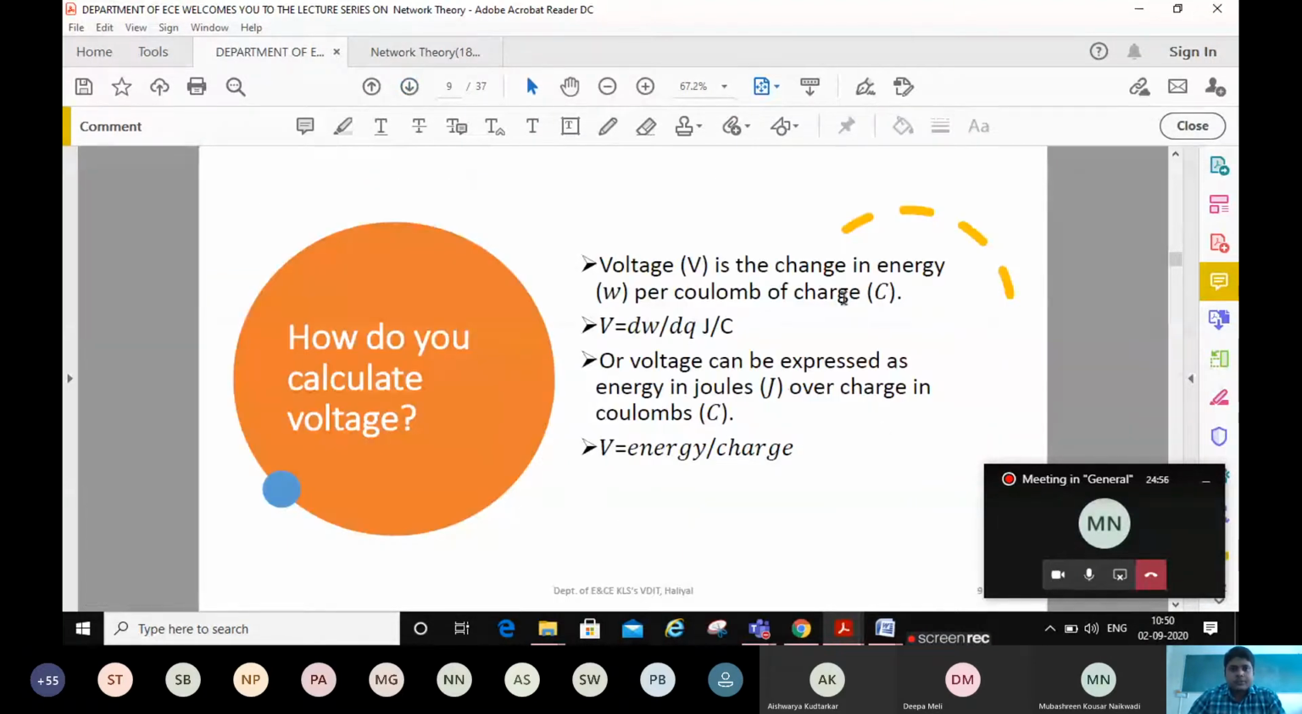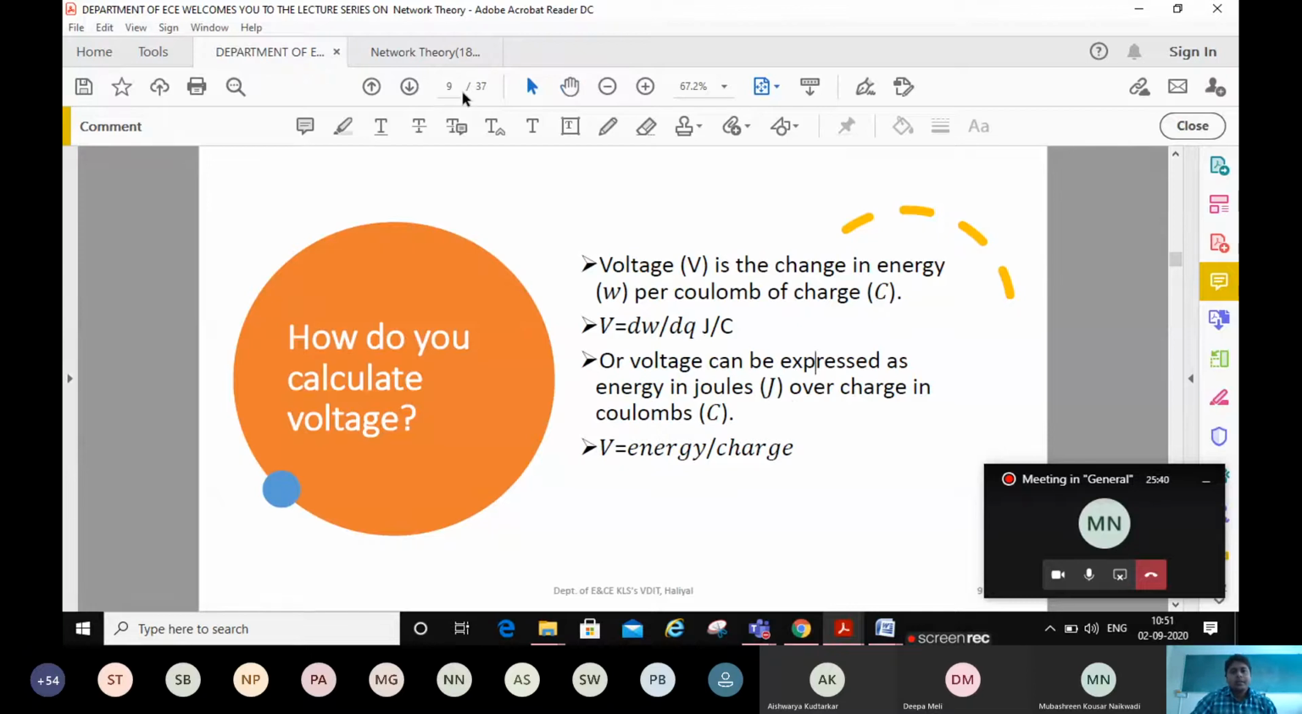Next question is how to calculate the voltage. If you want to calculate the voltage, which things do you need to know? You need to know at least the charge value and also the energy, as per the previous discussion. If you know these, then we can say voltage is the rate of change of energy per rate of change of charge, or differential energy divided by differential charge. That is given in joules per coulomb. Or voltage can also be expressed as energy in joules over charge, simply joules per coulomb.